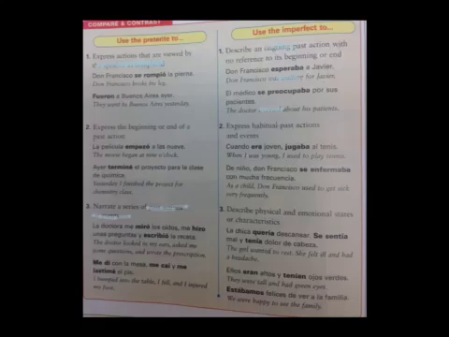So basically, anytime that you see the phrase "cuando era joven," when I was young, or like "de niño," as a kid, that's probably going to be the imperfect. And then lastly, describe physical and emotional states or characteristics. So, "la chica quería descansar, se sentía mal y tenía dolor de cabeza."